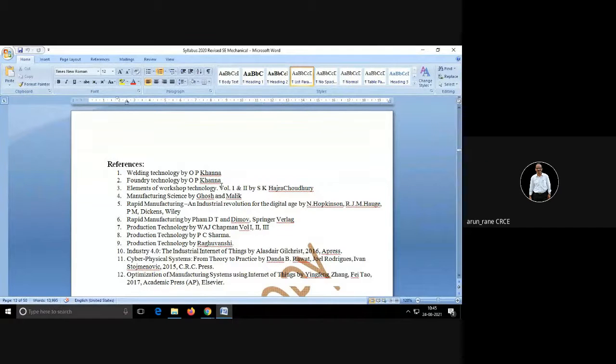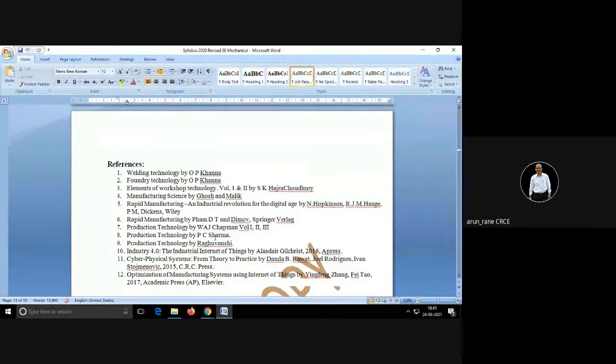So instead of referring to all these books, what I suggest as reference, that is look at number 8, that is Production Technology by PC Sharma. So you refer Production Engineering by PC Sharma, not Production Technology by PC Sharma. Refer to Production Engineering by PC Sharma.